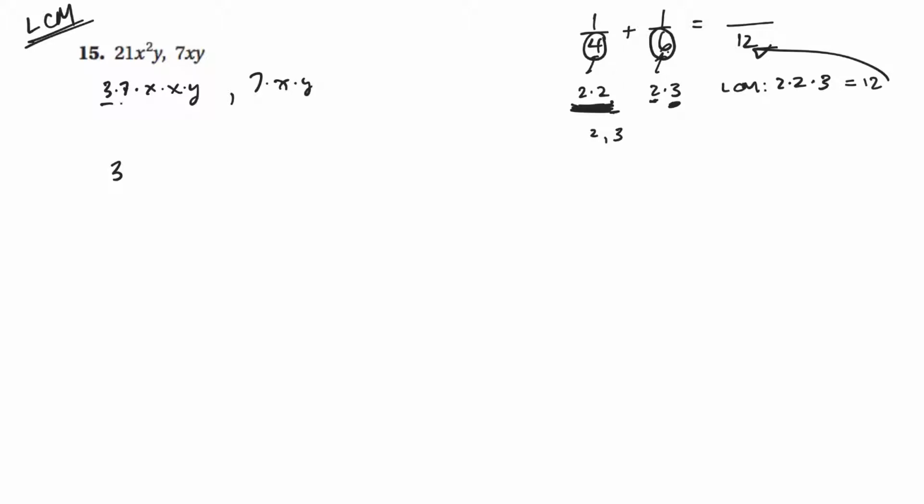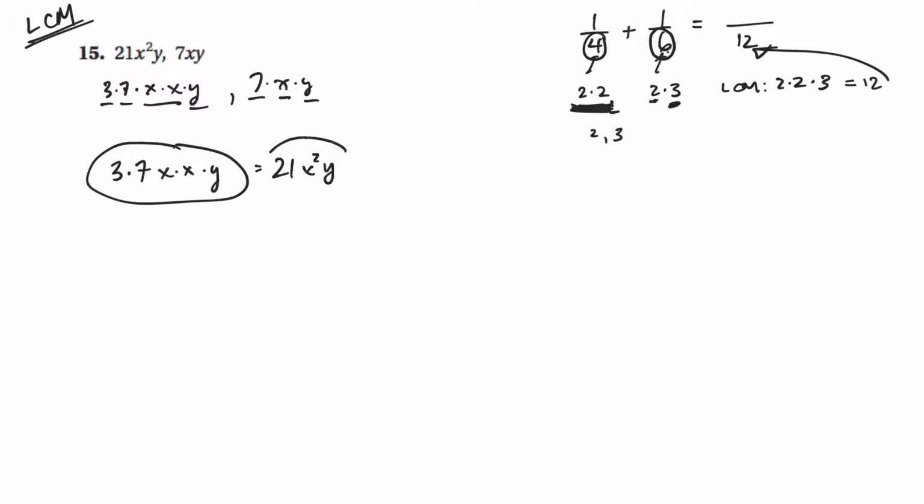7's, once there, once there. Once is the highest number, so I put a 7. X's occur twice here and only once there, so twice is what I need to go with. Y's, once here, once there, so all I need is 1y. So the thing that results is my lowest common multiple, and if I were adding or subtracting fractions, this would be my lowest common denominator. This turns out to be 21x squared y.